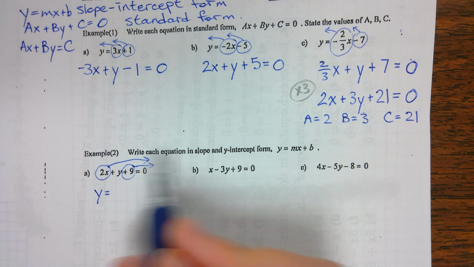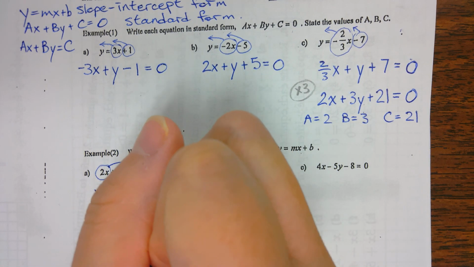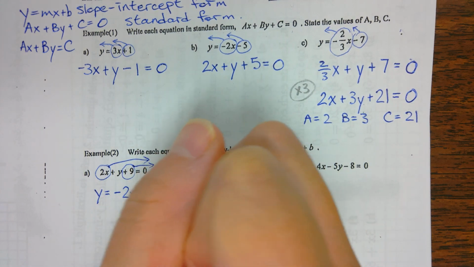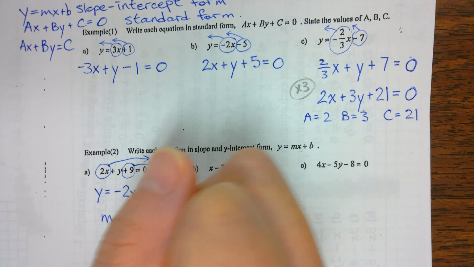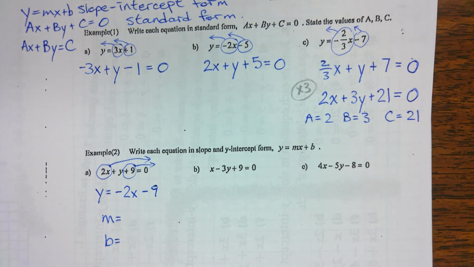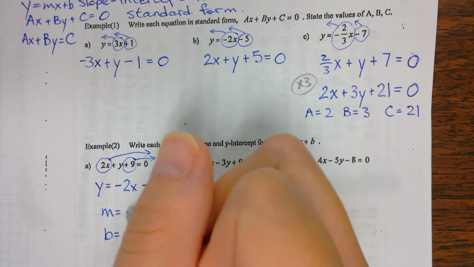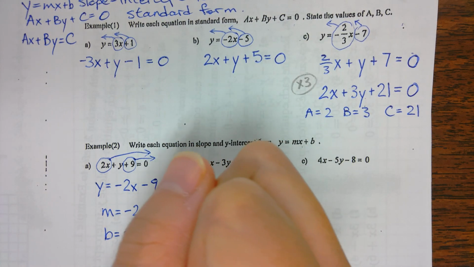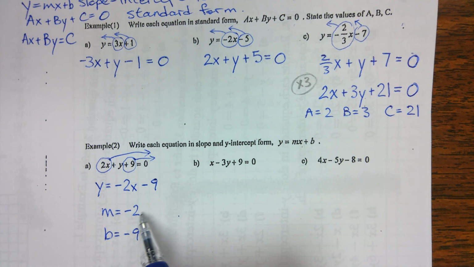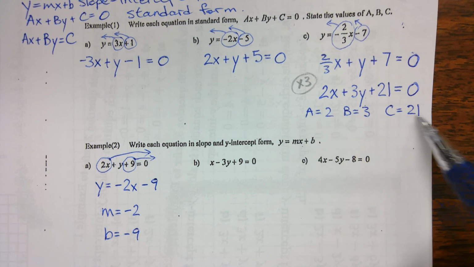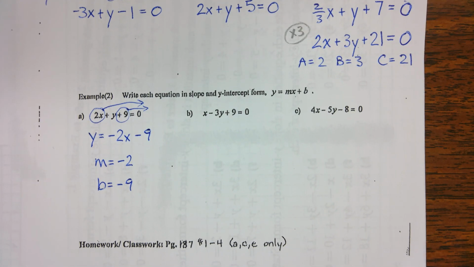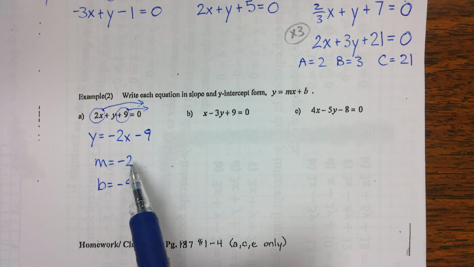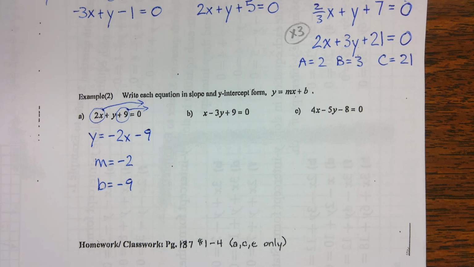When I move 2x over, it becomes negative 2x. When I move the 9 over, it becomes negative 9. What's my slope? What's my y-intercept? Jimmy? Slope is -2, y-intercept is -9. Perfect. And I'm glad you didn't say negative 2x. Remember, A, B, C, M, and B, they're all just numbers. I still get a lot of people telling me slope is negative 2x.